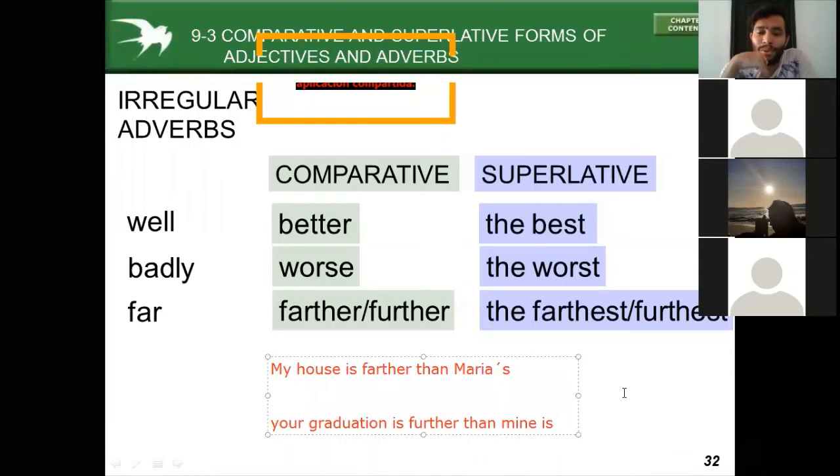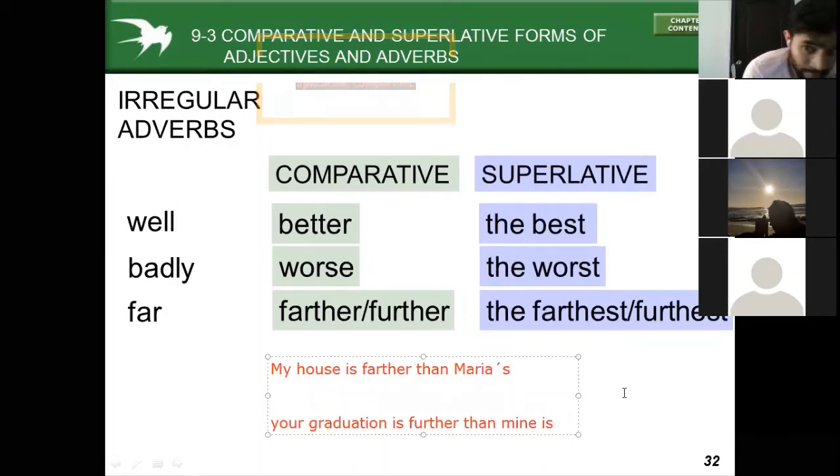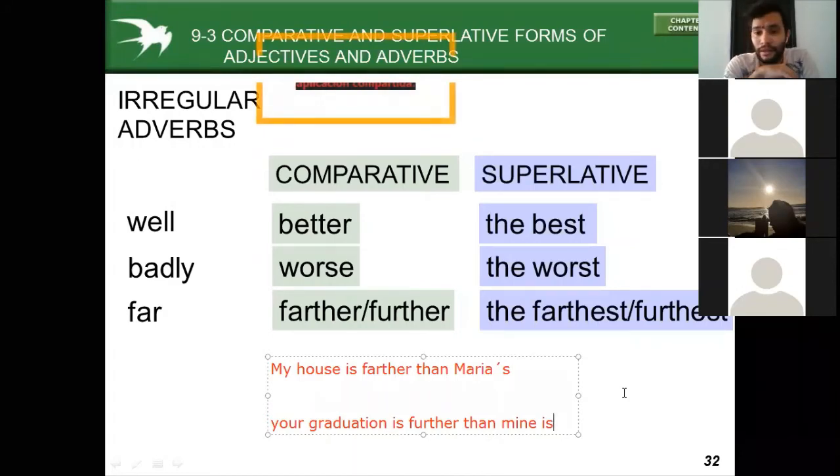Here, guys, what do you think is the difference? Is there any difference? Is it the same? What do you think? Can you see any difference here? The first one is about distance, and the second one is about time.